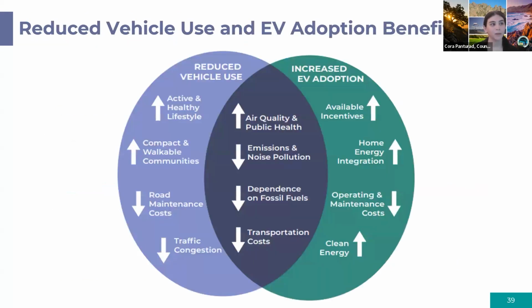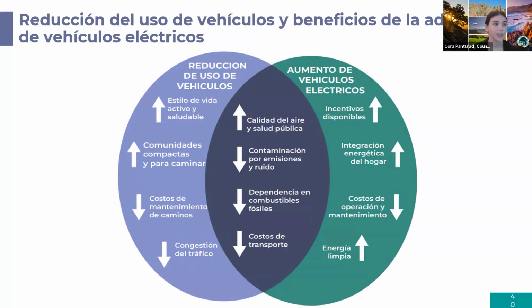And when we think about reducing vehicle use and EV adoption, there is a lot of overlap there. So our primary benefits that we were discussing for reducing vehicle use in general are active, healthy lifestyle benefits, more walkable and pleasant communities, reducing road maintenance by not having as many cars or heavy vehicles on the road, and then reducing traffic congestion that overall works with increased air quality, public health and reduced noise pollution to make our communities more pleasant to live in.